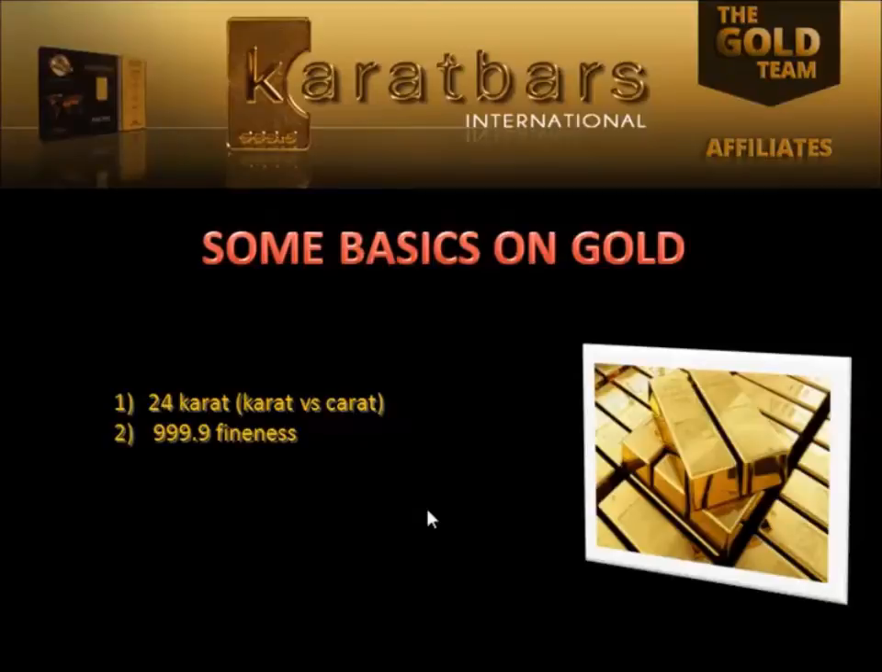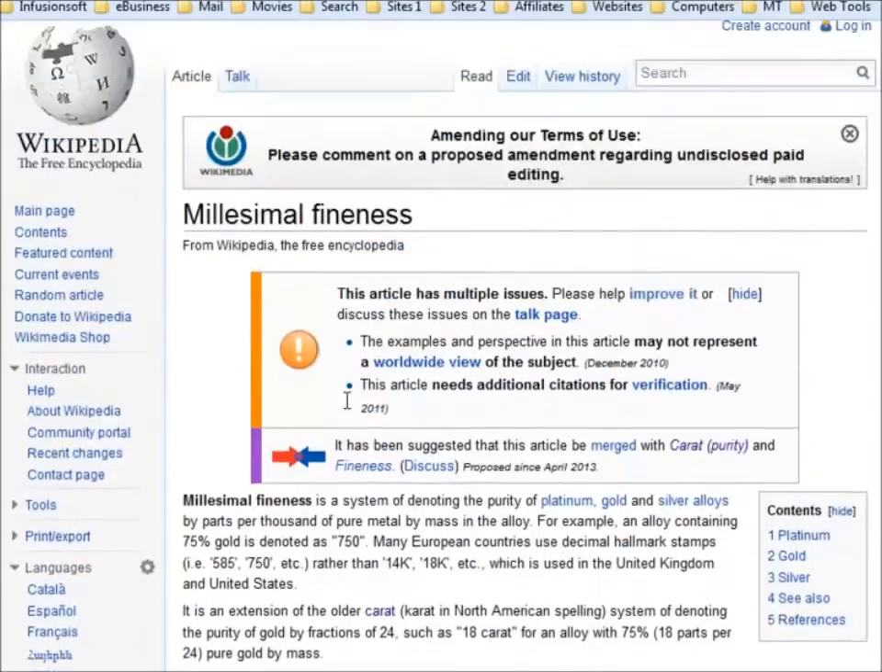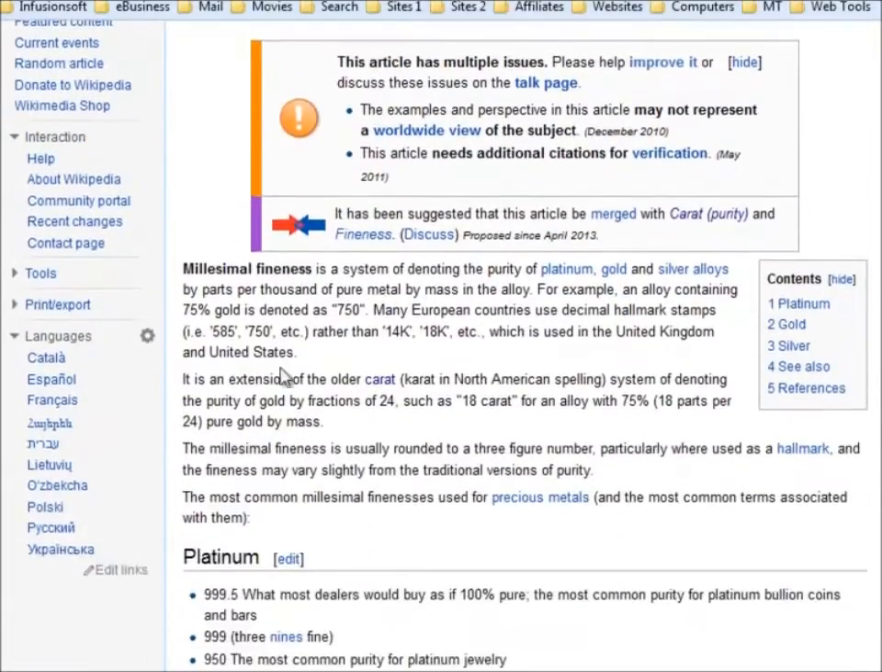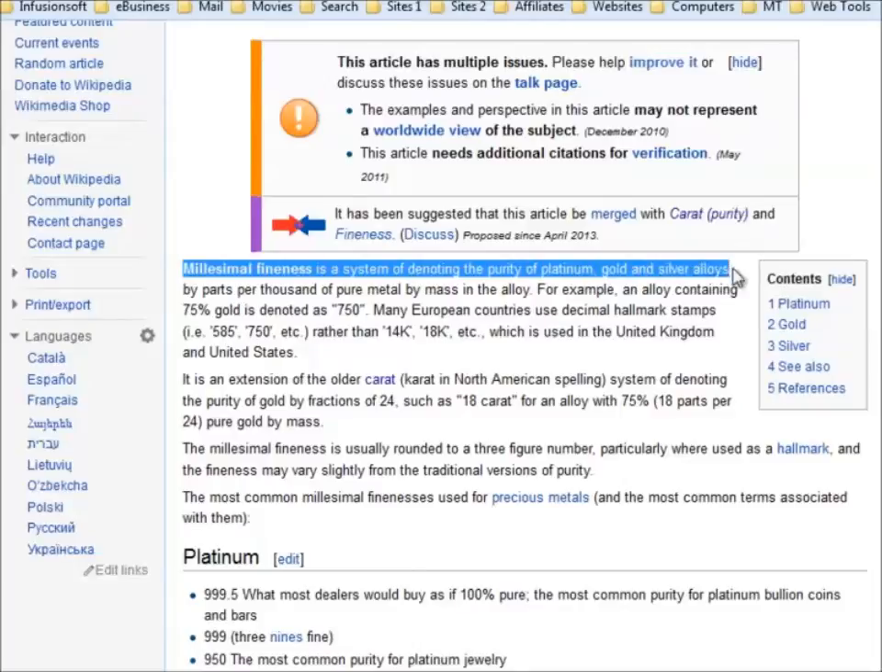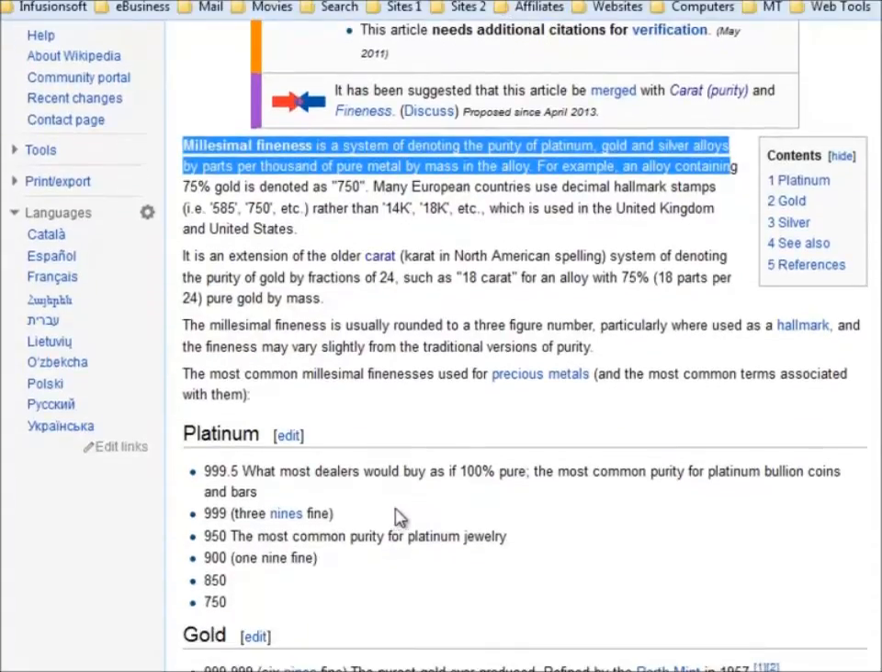The next thing is this fineness. You see this 999.9 come up from time to time. You think, well, what's that? Is it 999.9%? That doesn't sound right, so let's have a look. We went to Wikipedia, and it says millesimal fineness is a system of denoting purity in platinum, gold, and silver alloys in parts per thousand of the pure metal by mass. Okay, so that's where it comes from.